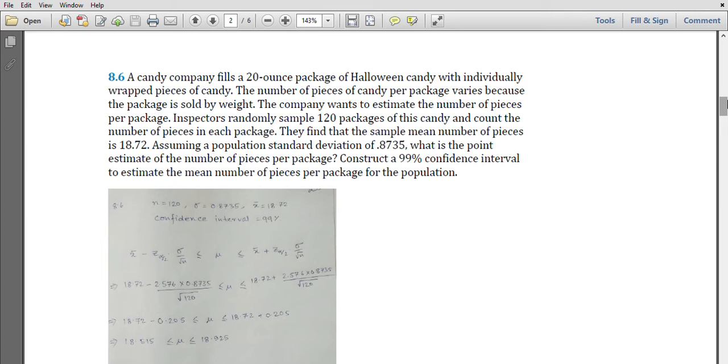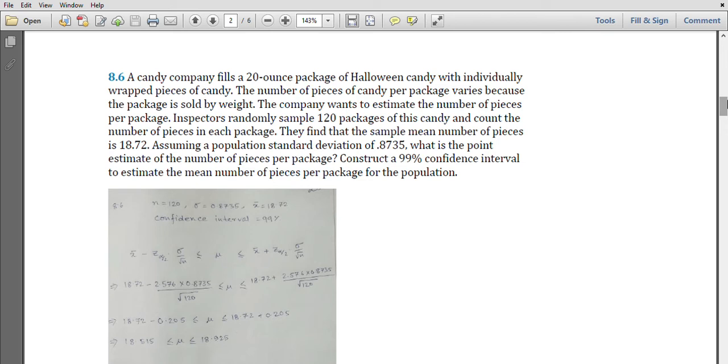Inspectors randomly sample 120 packages of this candy and count the number of pieces in each package. They find that the sample mean number of pieces is 18.72. Assuming a population standard deviation of 0.8735, what is the point estimate of the number of pieces per package? Construct a 99% confidence interval to estimate the mean number of pieces per package for the population.